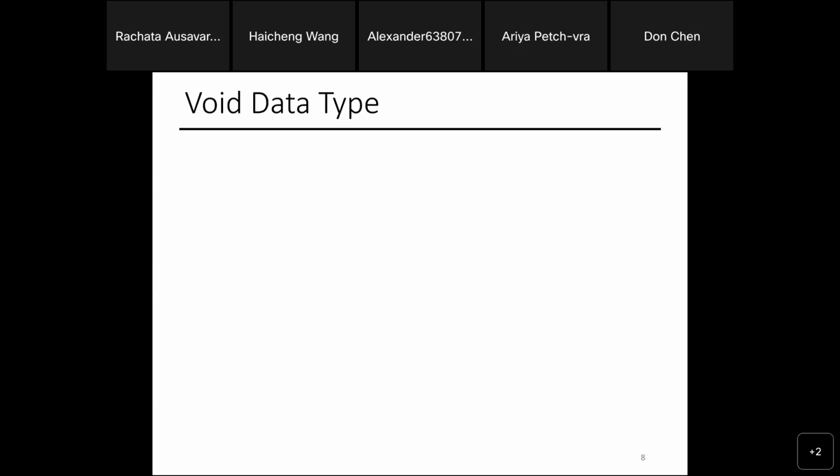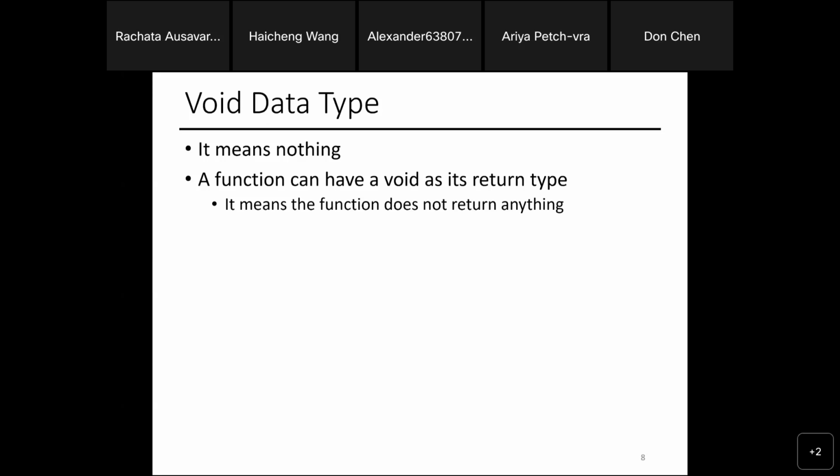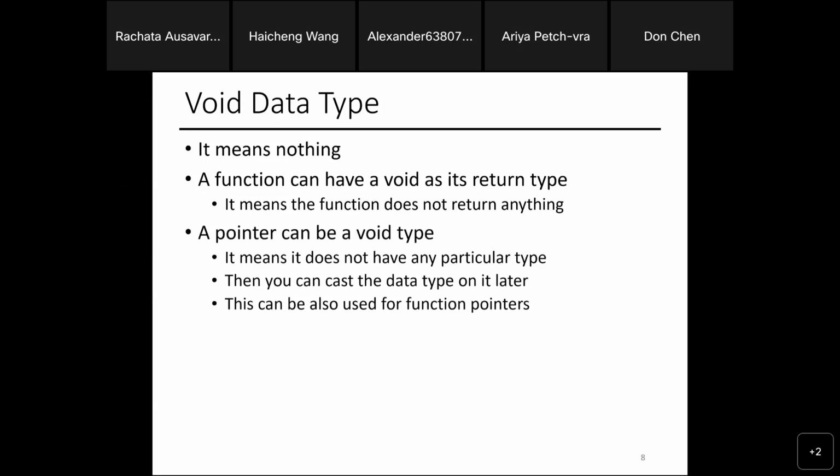And in C, you can support this kind of behavior by saying, hey, it's a void data type. First of all, void means nothing, so it can be associated with, for example, a function return type. If I have a function that doesn't return anything, I can say void with the function name, which means the function doesn't return anything. I can also have a pointer be a void type. It's a void pointer, and I can declare it this way.